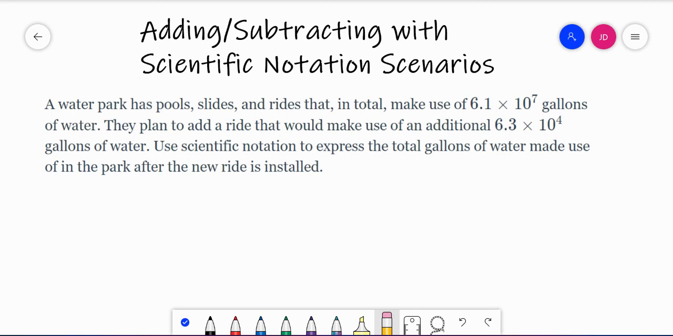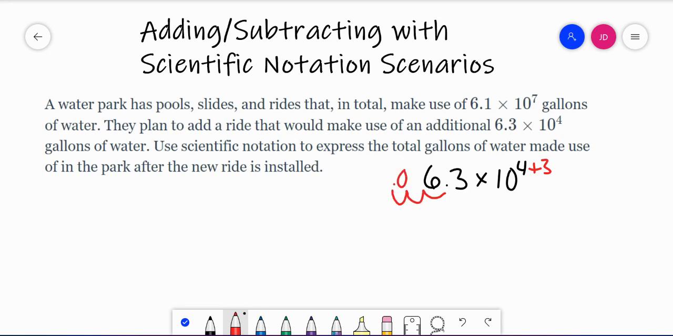So remember, whenever we add or subtract numbers using the shortcut in scientific notation, we need to make sure the exponents are the same, and these are not the same. So I have to adjust this 6.3 times 10 to the 4th. In order for that exponent to catch up to 7, I have to add 3 to the exponent here, but I can't just do that. I have to also move the decimal 1, 2, 3.